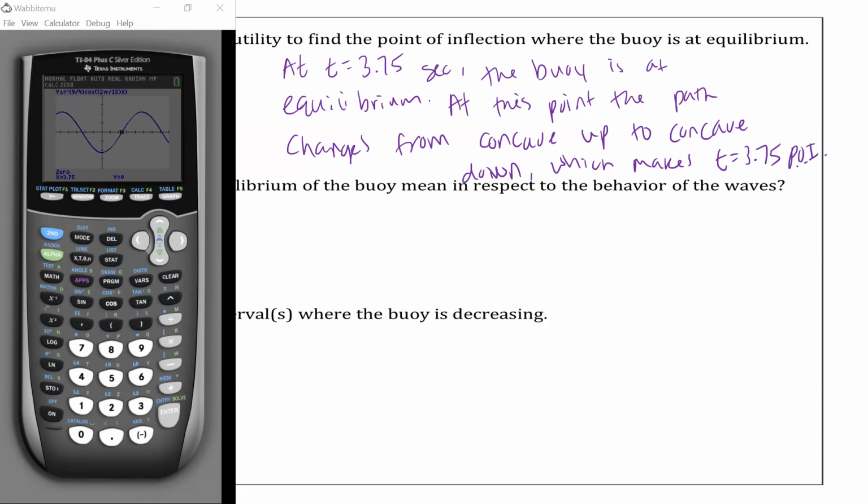With respect to the wave in our picture, what would that look like in terms of the wave? It would be the midline. Let's go back and look at the picture.